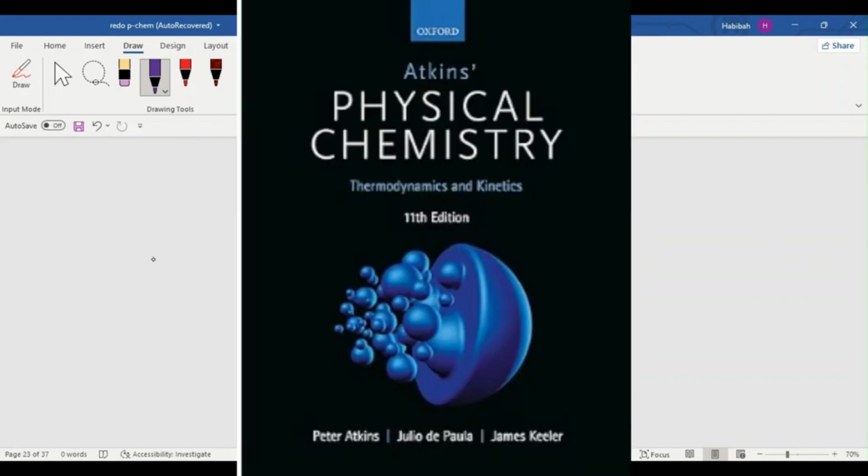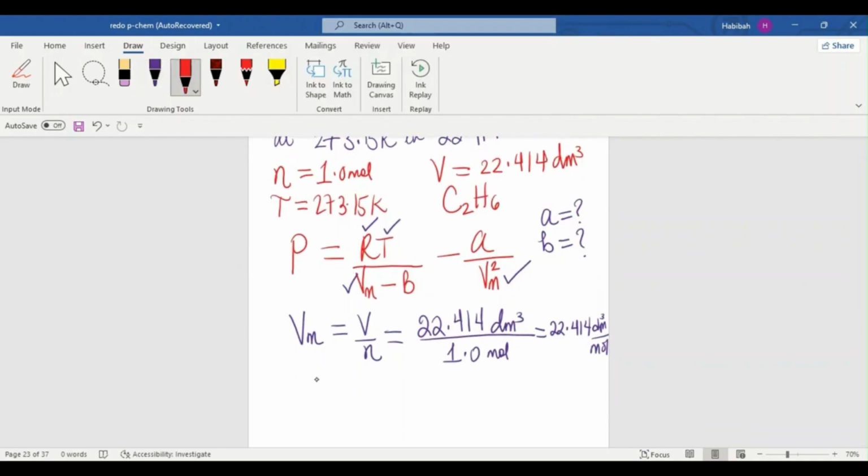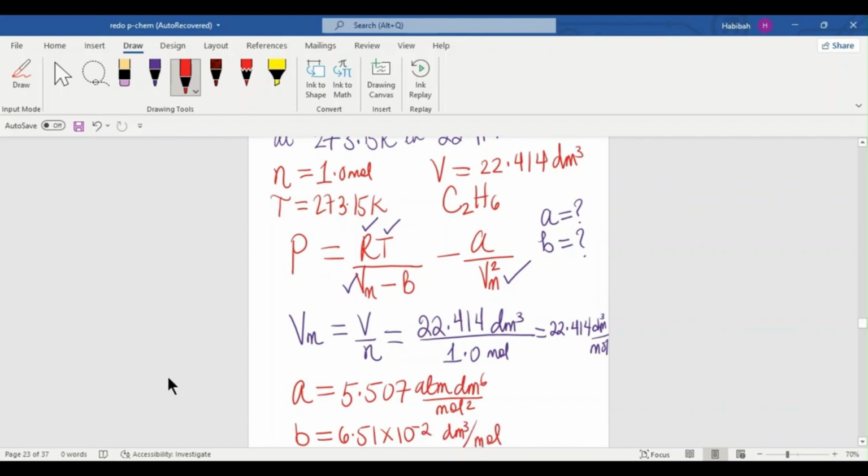So looking at the Atkins Physical Chemistry 11th edition textbook, I would look at the resource section, which is at the back of the textbook, and I determined that the value for a is simply 5.507 atmosphere dm6 per mole squared, and then the value for b is simply 6.51 times 10 to the power of negative 2 dm cubed per mole. Note that this textbook, in case you have the Physical Chemistry Atkins 11th edition, has the resource section at the back, and all the information you need to solve all the questions in the chapters is there, just like these parameters a and b.